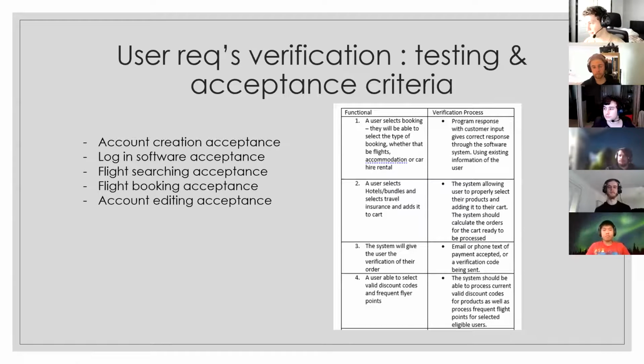The way we're able to verify is that the program responds to the customer input with a correct response to the system, using the existing information of the user. Secondly, a user selects hotels and bundles, selects travel insurance, and adds it to the cart. The system verification will allow the system to properly select their products and add them to their cart.